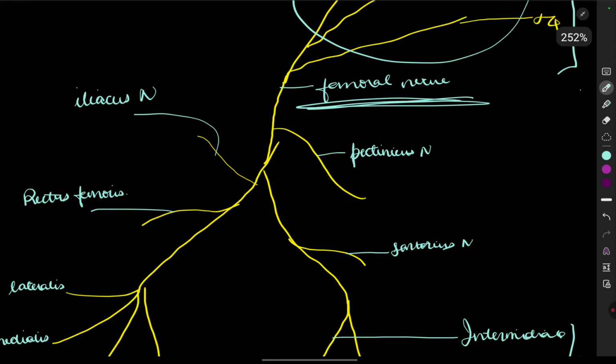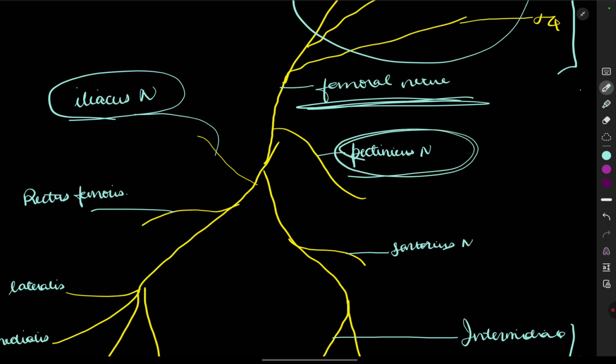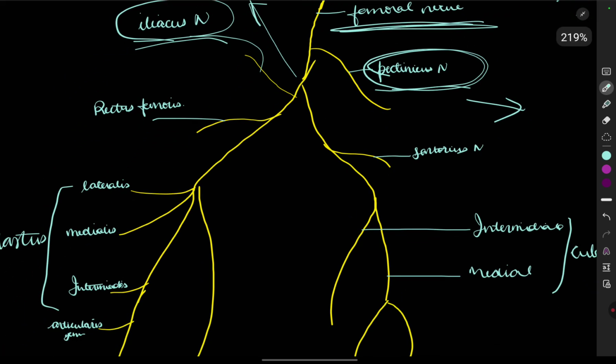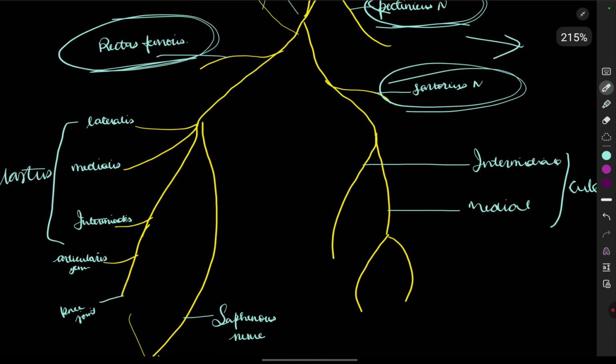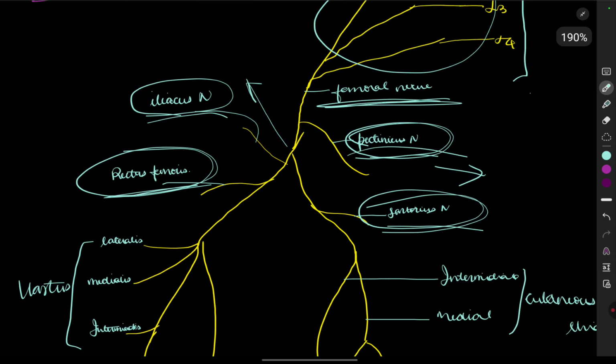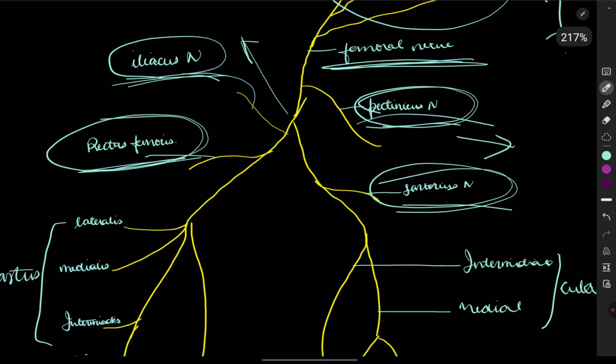So it gives branches as the iliacus nerve on the iliac region, and the pectineus nerve for supplying the pectineus muscle, because it is present to this side, and the iliacus is present to this side. Okay, so this is the pectineus nerve, the iliacus nerve, and again it gets divided into the rectus femoris muscle and the sartorius muscle. Remember, the sartorius is medial, on this side, and the rectus femoris on this side. So this is the rectus femoris and the sartorius muscle.